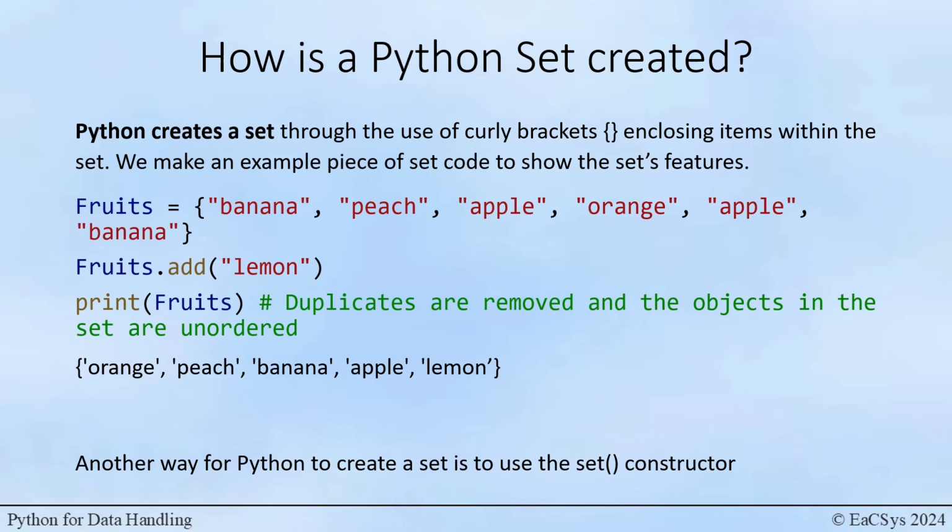All right, let's talk a little about how Python creates a set. Python creates a set by using the curly brackets enclosing objects or items within the set. Another way of creating a set is by using the set constructor. So right now, we're going to make a number of coding examples to show some of the Python set's properties. So start up your code editors because we're going to type some code.